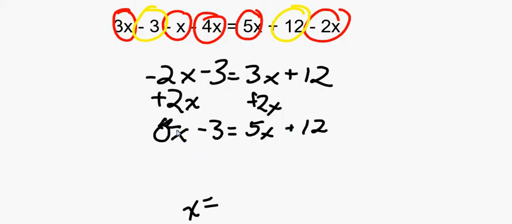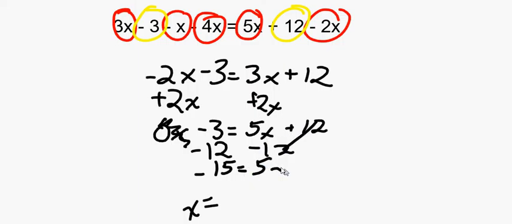Like I said, drops off. I have a negative 3 over here. Let's get the 12 now gone. Negative 15 equals 5x. Final step. Divide by 5 so that I only have 1x over here. Negative 15 divided by 5 stays negative, reduces to 3.